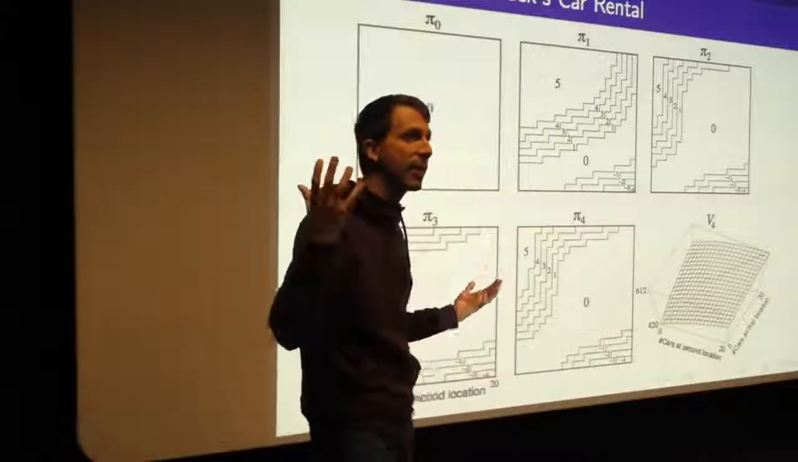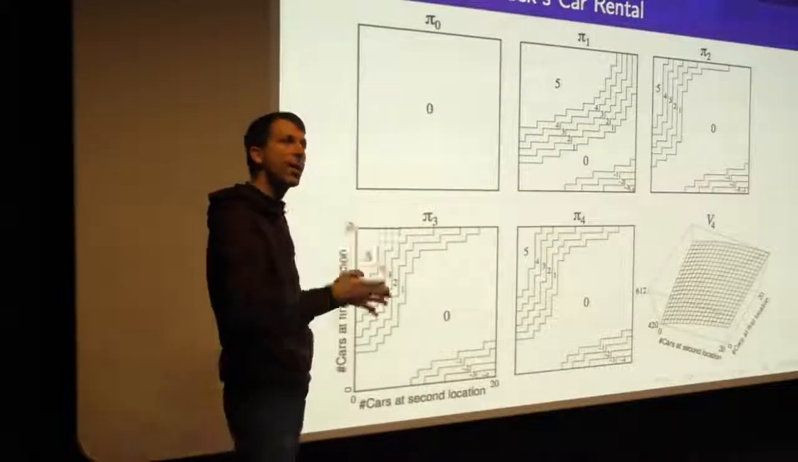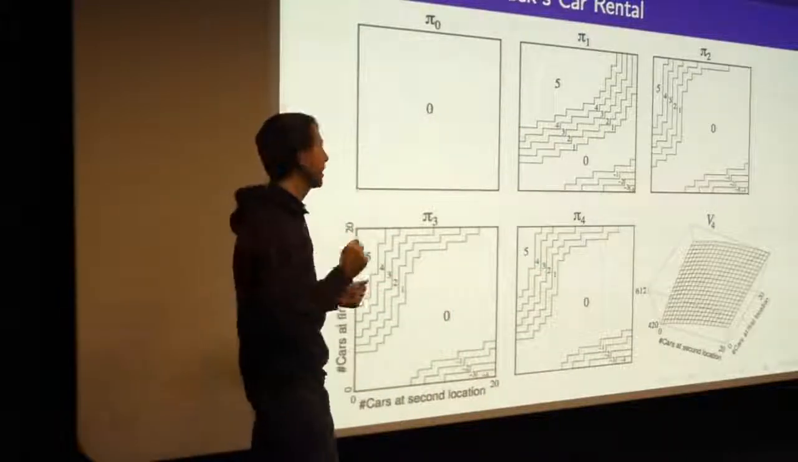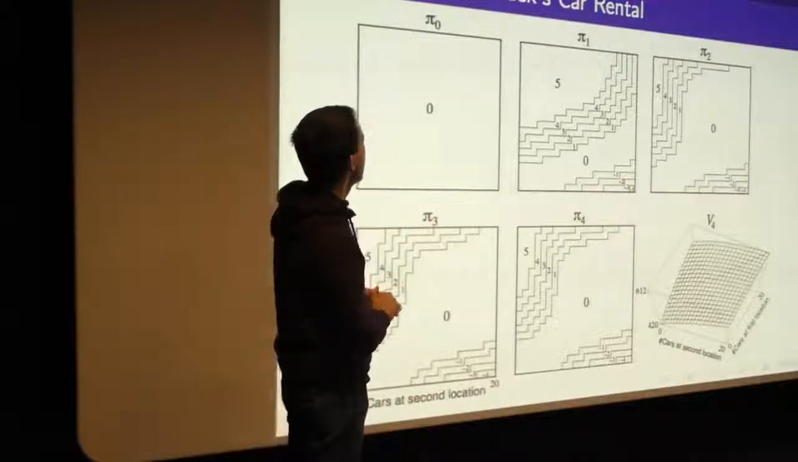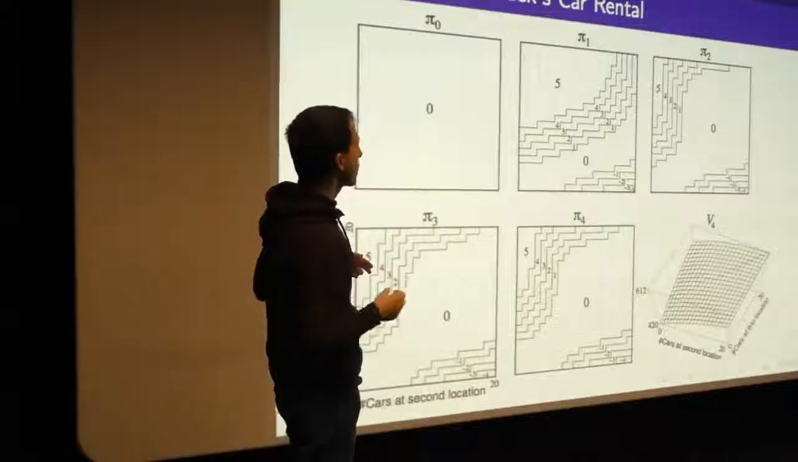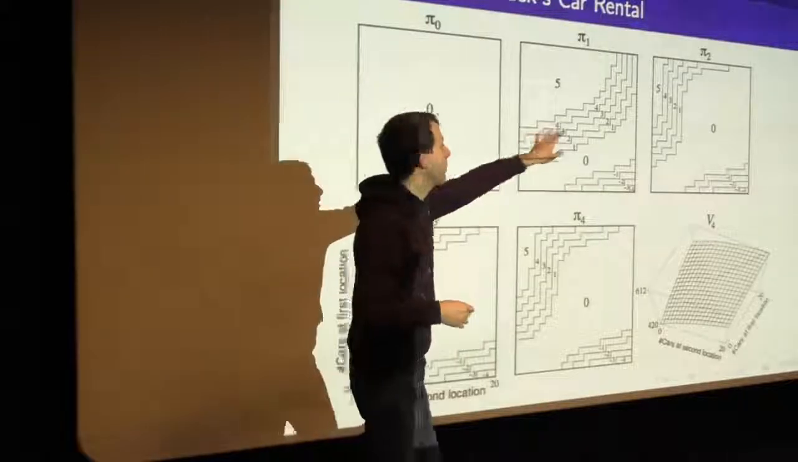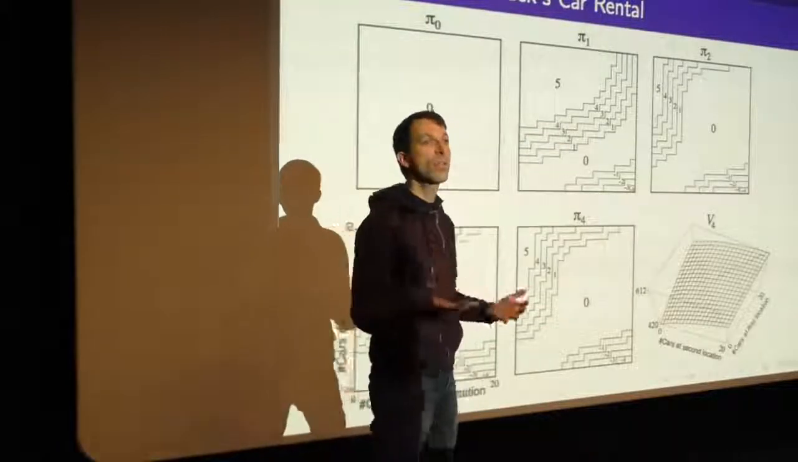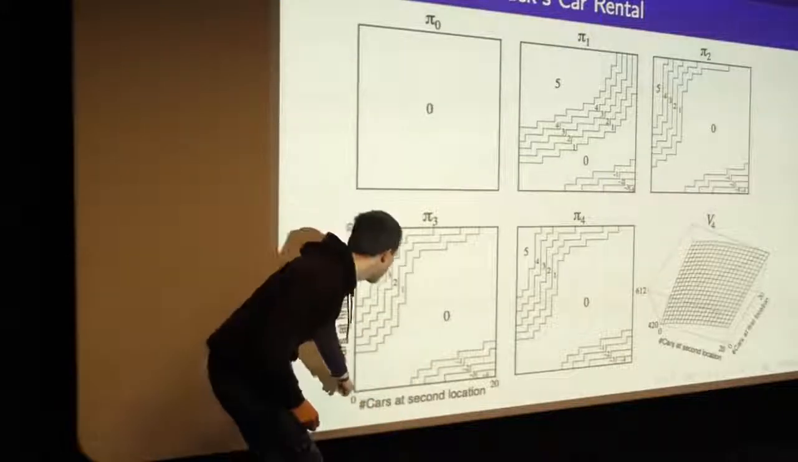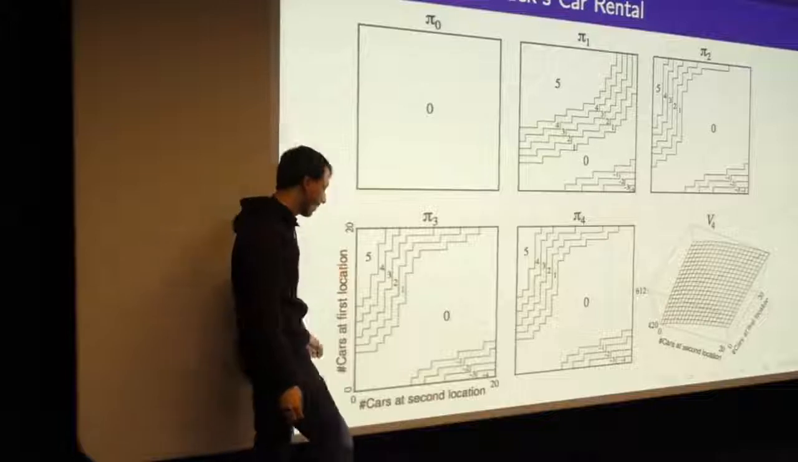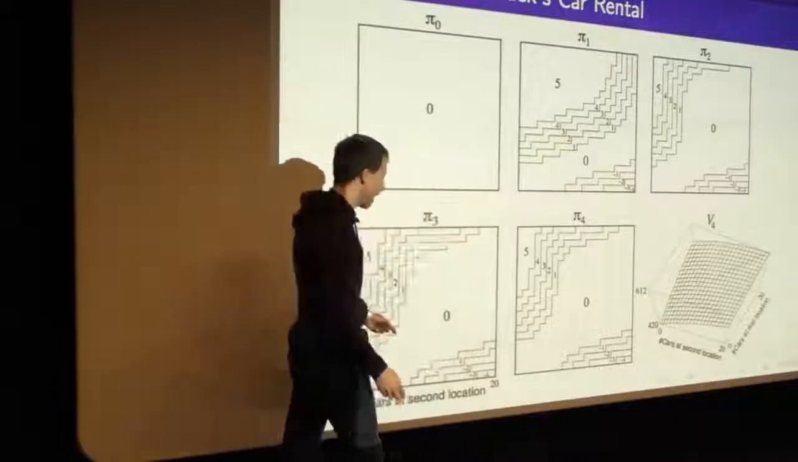We're going to apply this idea of policy iteration. I know I haven't been concrete yet about the algorithm. I just want to give you a flavor of what this algorithm looks like first of all. What we've got here is we're just looking at the policies to begin with. These five squares here represent the policies that we're considering. The axes are the cars at the first location on the y-axis and the number of cars at the second location on the x-axis.